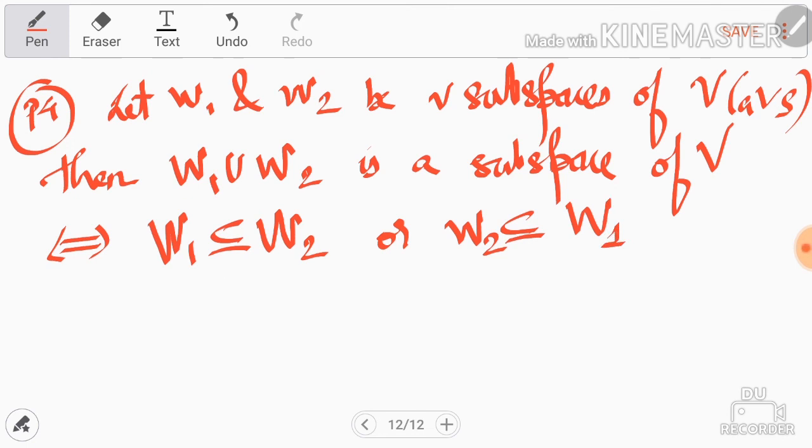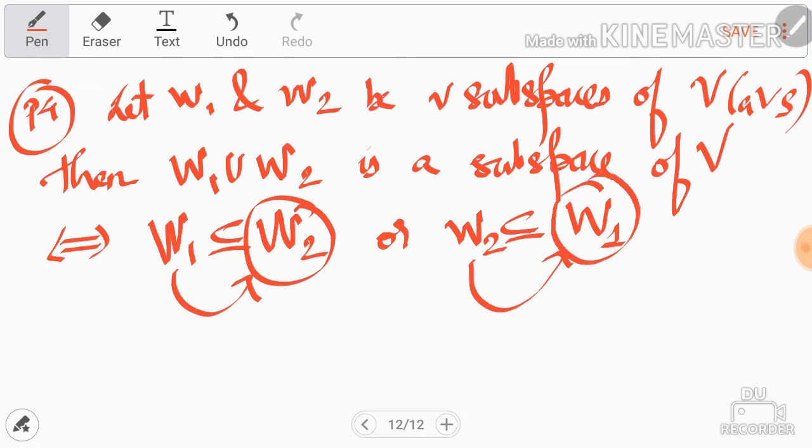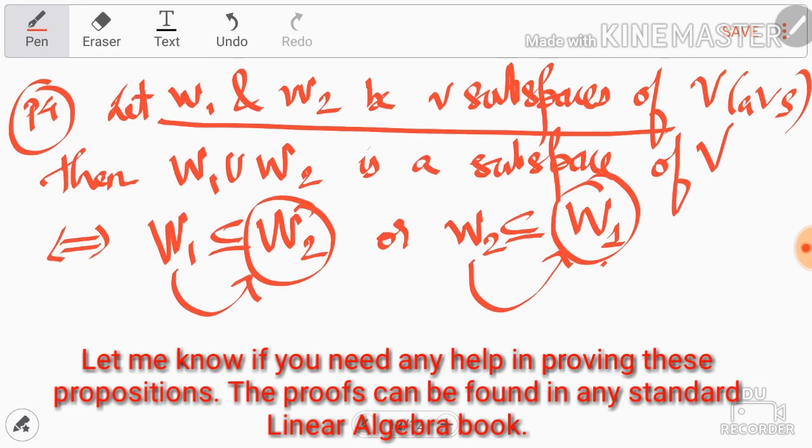So we know that if W1 is sitting inside W2, then their union would be simply W2. If W2 is sitting inside W1, then their union would be simply W1. And we already saw that they are vector subspaces. And hence, one side is obvious. The other side is a little tricky.